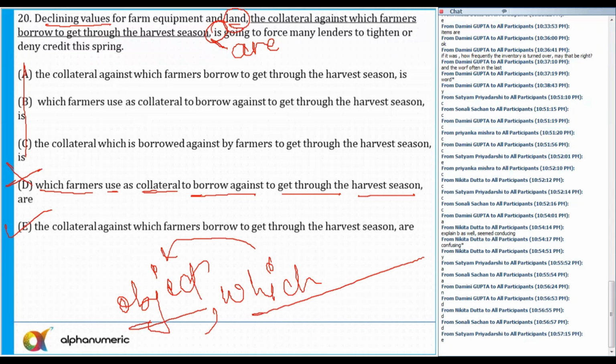No, number D is not right. The answer should be E: declining values for farm equipment and land. Now they both are the collateral against which farmers borrow to get through the harvest season. Why are they using R? Because it is declining values. The declining values are going to force many lenders to tighten or deny credit this spring. The answer should be E and not D. Did you understand why?